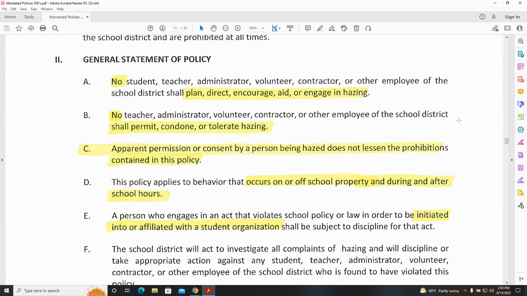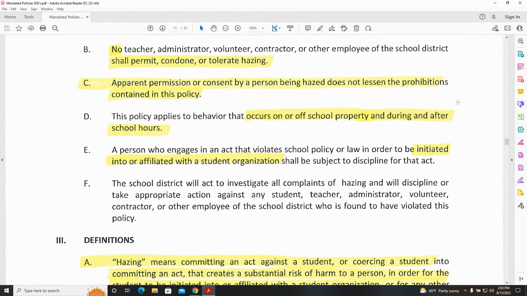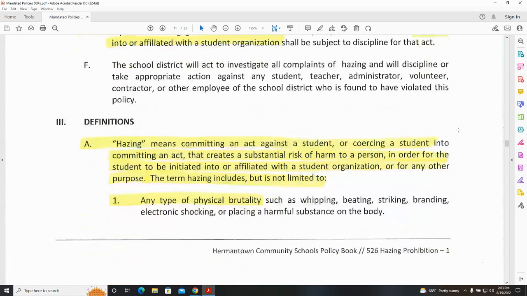Apparent permission or consent by a person being hazed does not lessen the prohibitions, similar to that bullying policy. And it applies to incidents that occur on or off school property and during or after school hours. And once again, it oftentimes refers to a student being initiated into or affiliated with a student organization. So that's always that connection to school there, and that's where we want to be aware and take action if we are aware of any hazing.